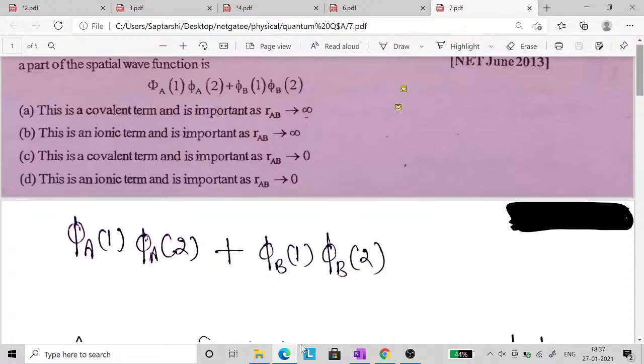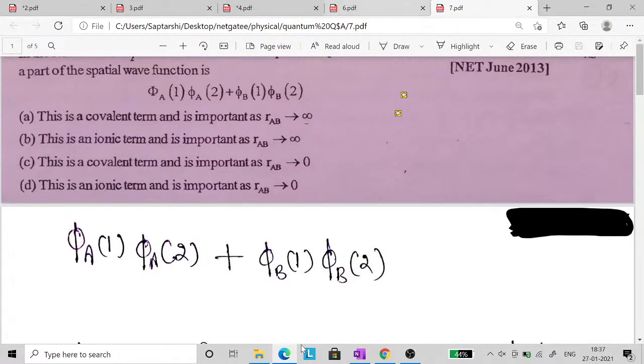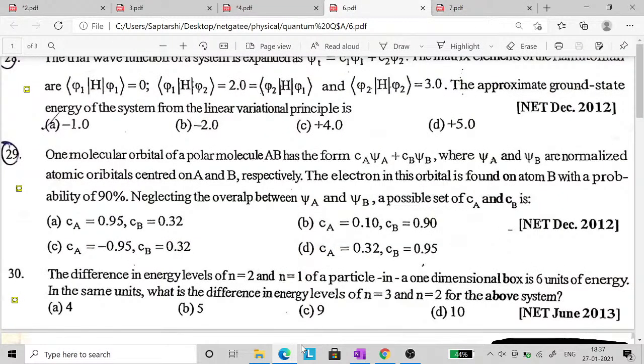Okay, this is a very important, very interesting question. But okay, so this is from variational theorem. We'll do this first.